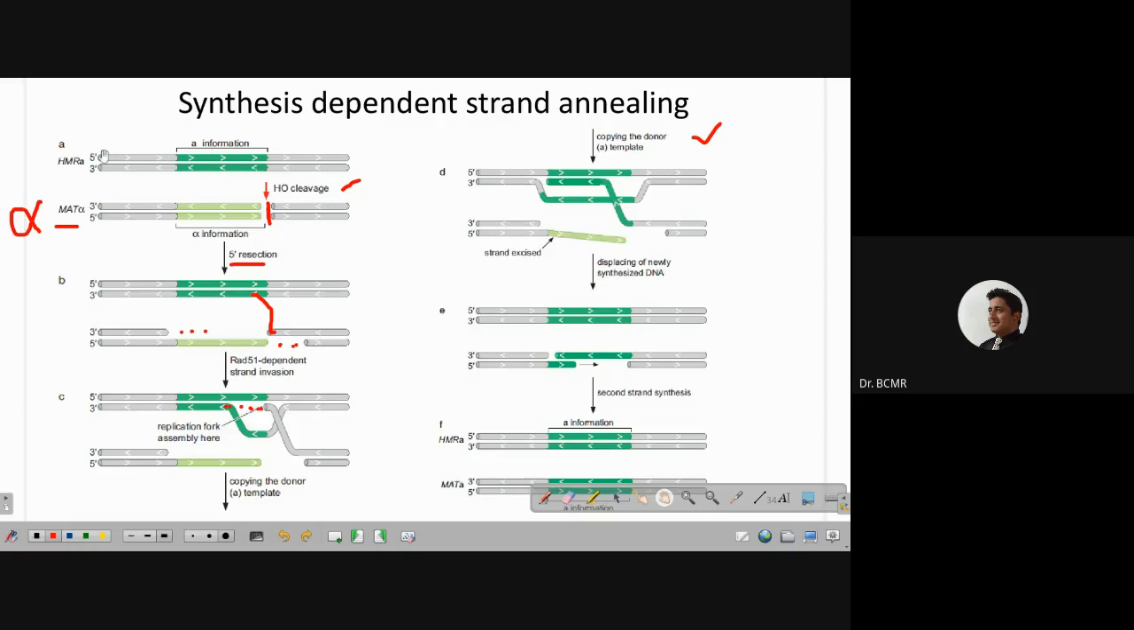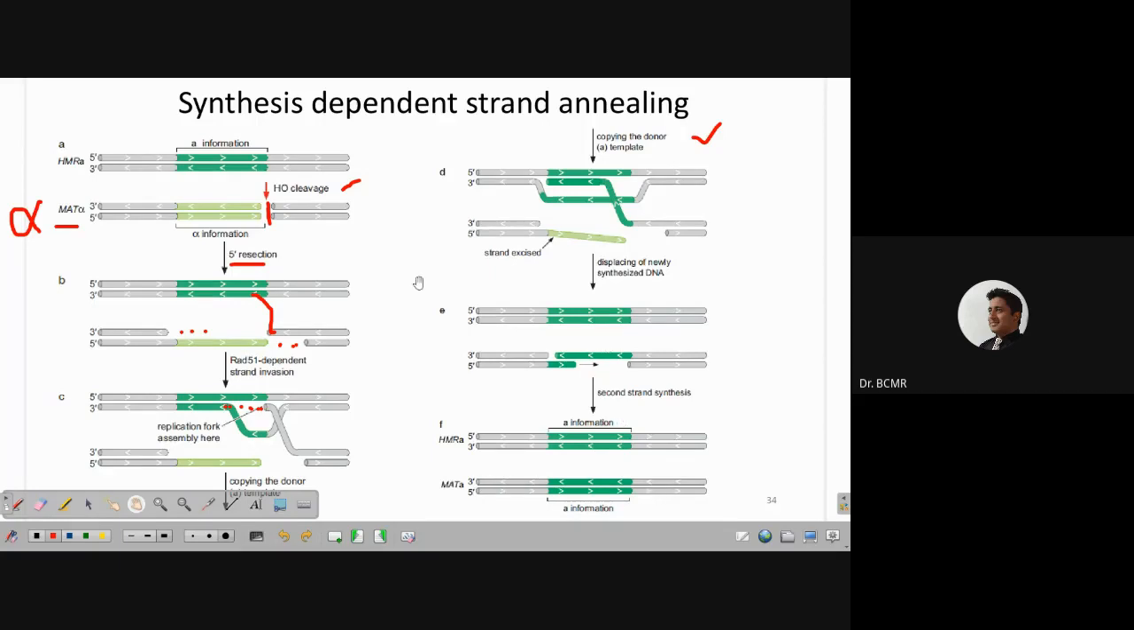Compare what is here with what is around. In the initial stage you had HMR A, and at the mat locus you had alpha information. But by the time we came to the final state, you can see that HMRA remains the same, of course, and mat changed from alpha to A information. Now this will be expressed, and the alpha cell will now become an A cell, A mating type.